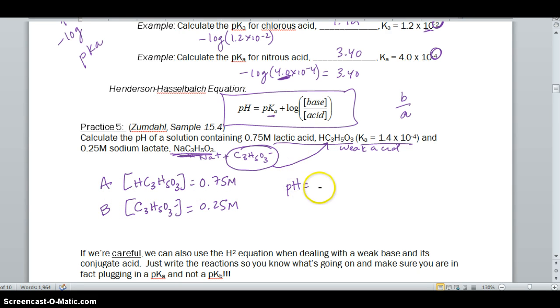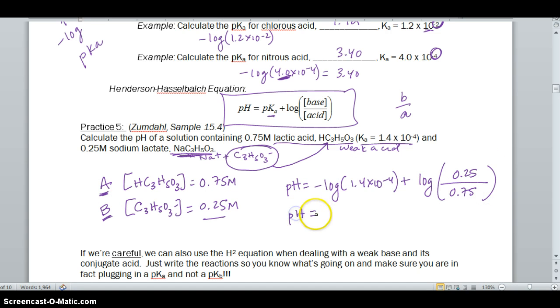So to get the pH, we do the negative log of the Ka, 1.4 times 10 to the negative 4, plus the log. The base is going to go on top. Base, 0.25. Acid, 0.75. pH equals, so I've got 3.85 when I do this log, and then plus a negative 0.48. So the pH is 3.37.